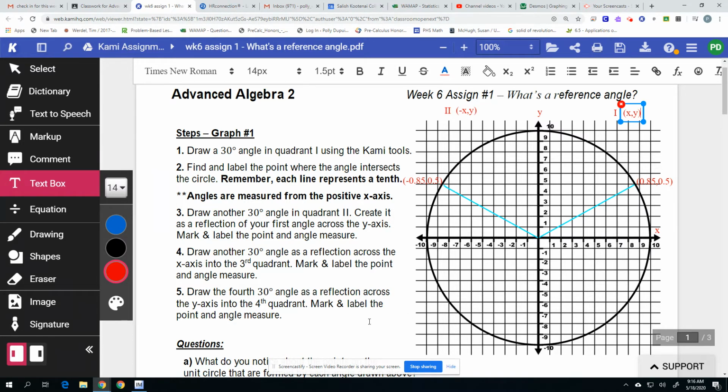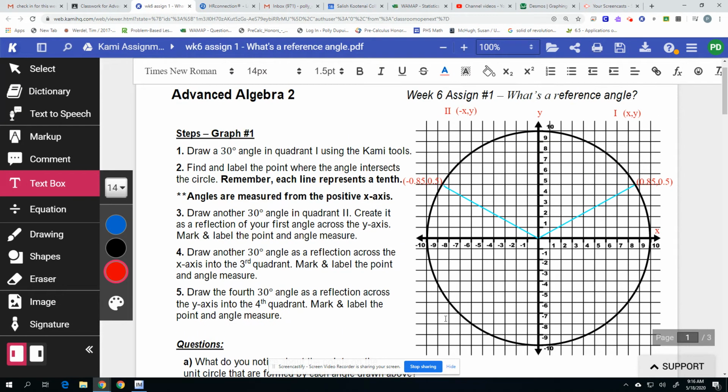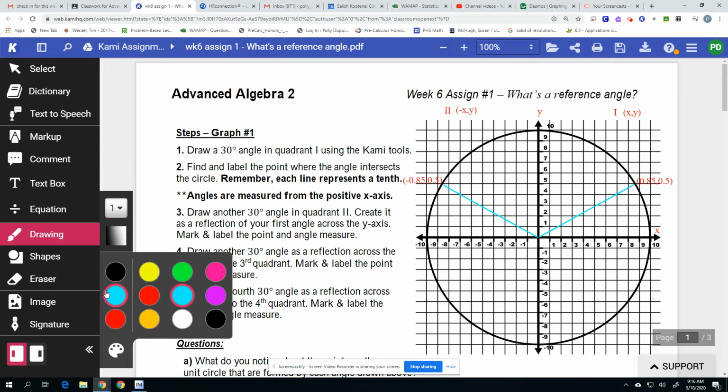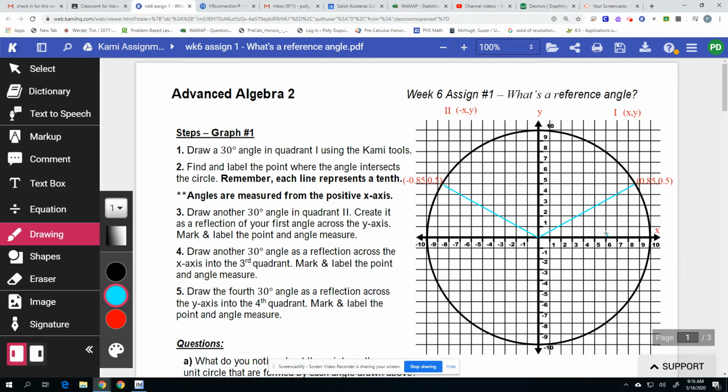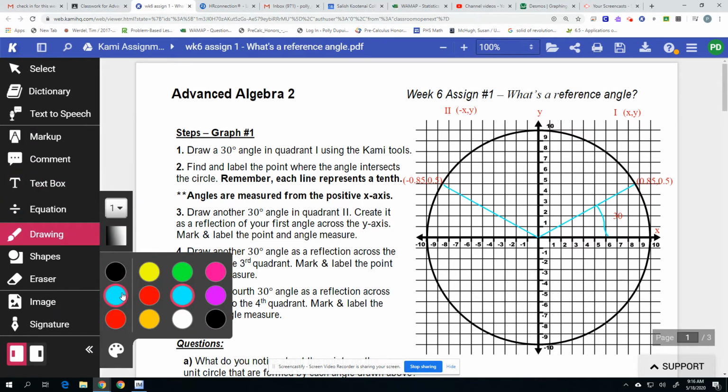So I'm going to jump ahead a little bit since I've got these two done. I see that the angle measure in quadrant 1 I was asked to put in there was 30 degrees. In quadrant 2, what is that angle measure? So how do I mark an angle? I'm going to get my drawing tool and mark this angle here. I know it was 30, so I'm going to text box it in there. If you want, you could also just write it in there with your mouse. It doesn't matter.